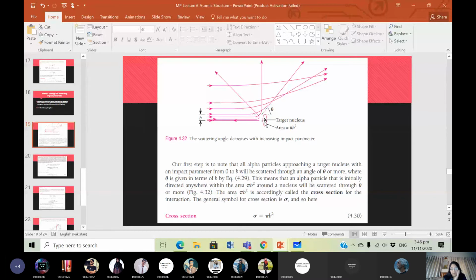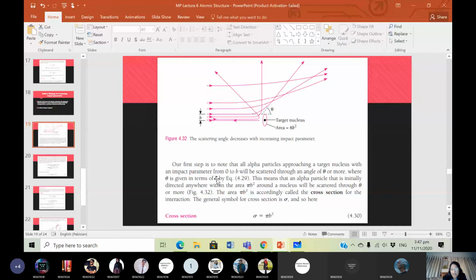So that means that our first step is to note that all alpha particles approaching a target nucleus with an impact parameter 0 to B. Impact parameter can be from 0 to B, right? Because the alpha particle can be incident directly on the nucleus as well. In that case, the impact parameter would be 0, and then it would deflect very largely. It would have a large deflection. So the impact parameter can range from 0 to B.